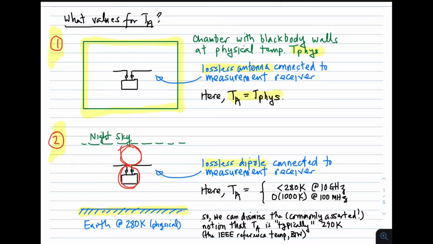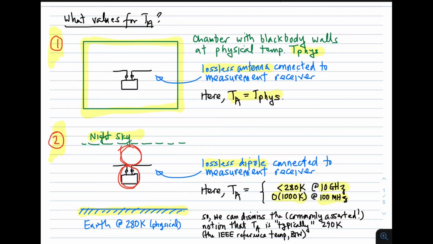So 280 K is a typical temperature for the ground. Above the antenna, we have the night sky, and I want to say the night sky because I don't want the sun to confuse the issue here. Well, you might ask, what antenna temperature do we measure in this case? Well, it depends. It turns out that at frequencies around 10 gigahertz or so, the antenna temperature is going to be a little bit less than 280 K. For frequencies around 100 megahertz or so, the antenna temperature is going to be on the order of 1000 K. So what the heck is going on here? This is what we'll talk about next in this lecture.